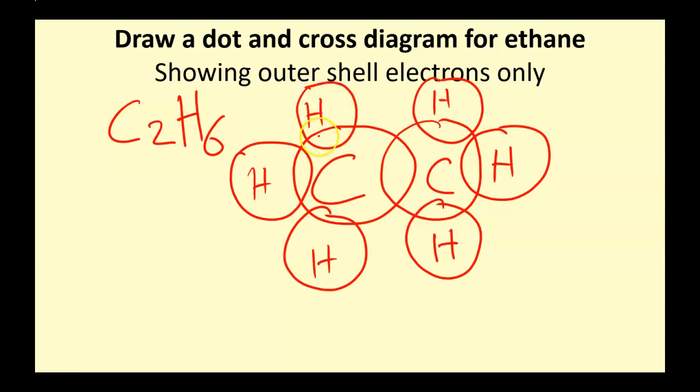Let's draw our shared pairs of electrons. 1, 2, 1, 2, 1, 2. Not ideal. 1, 2, 1, 2, 1, 2, 1, 2. So that's a dot and cross diagram for ethane.